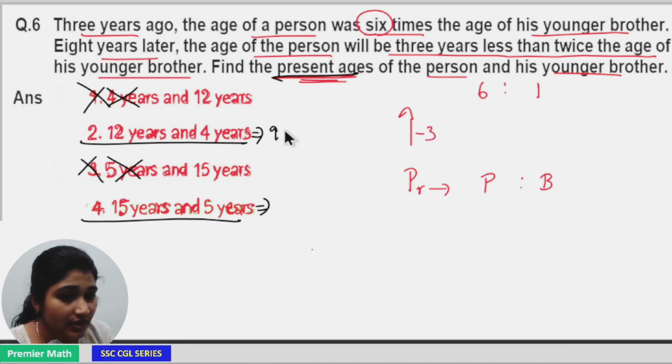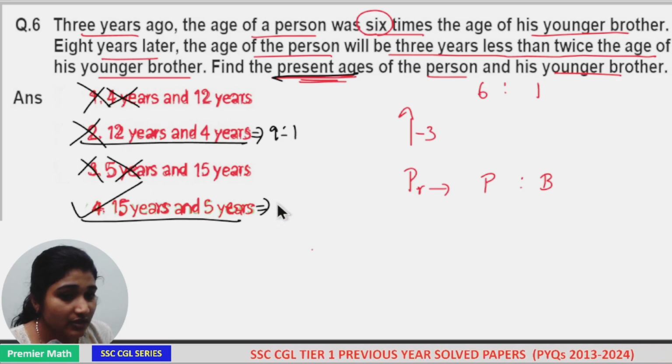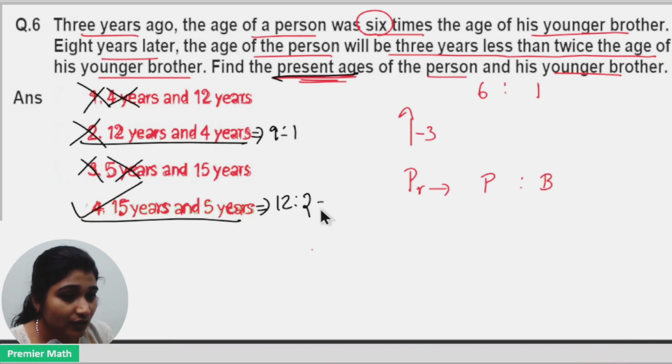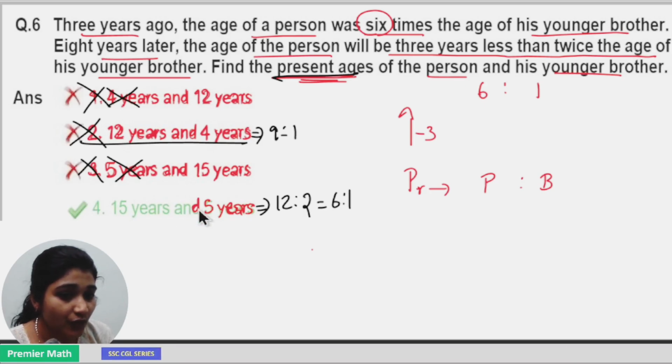12 minus 3 is 9 and 4 minus 3 is equal to 1. So this is 9 is to 1, not our answer. Option 4 is our answer. 15 minus 3 is equal to 12 and 5 minus 3 is equal to 2. 12 is to 2 is the same as 6 is to 1. So option 4 is our answer.